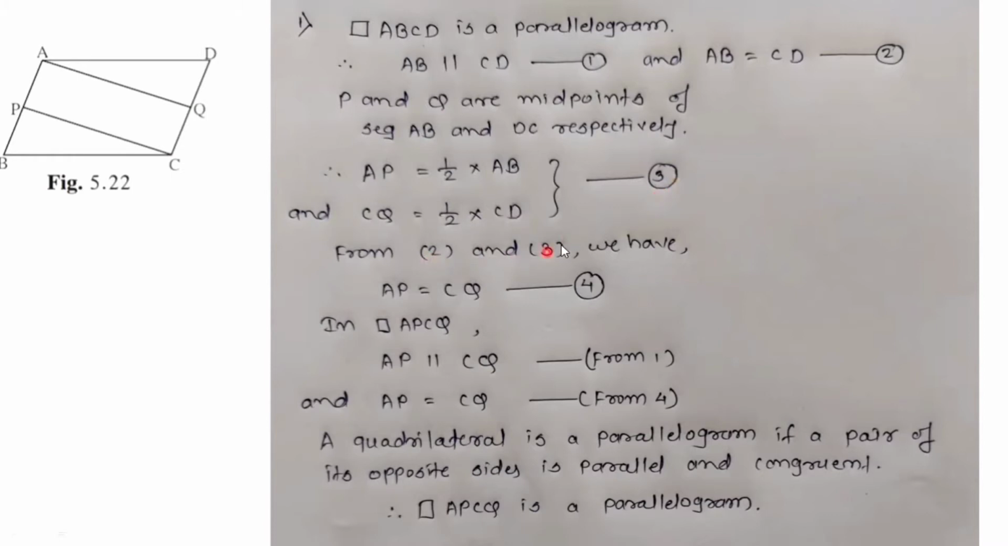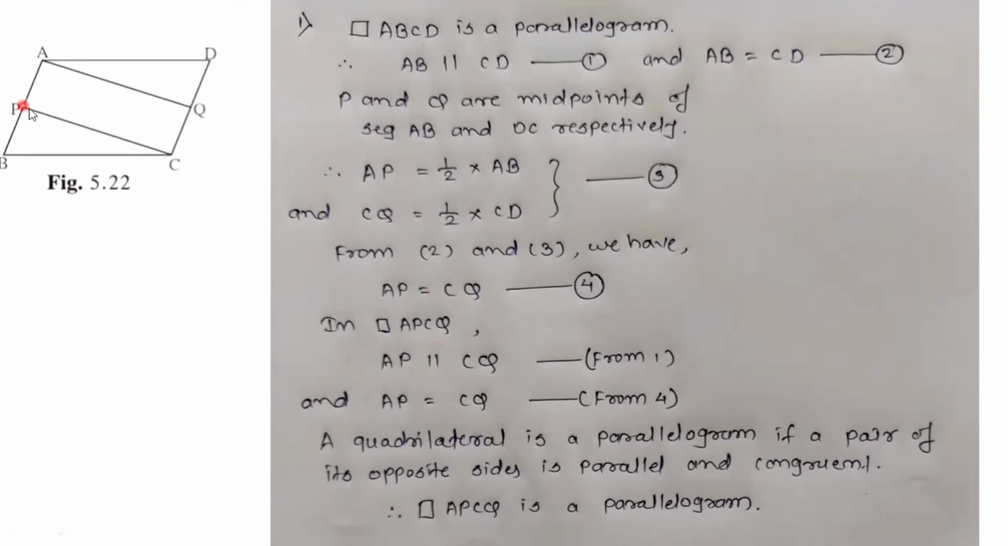Now from equation 2 and 3, we have AB is equal to CD in equation number 2, and in equation 3 we have AP is equal to 1 half AB and CQ is equal to 1 half CD. So the right hand sides of equation number 3 are equal as we have proved in equation number 2. That's why the left hand sides of these two are equal, that is AP is equal to CQ.